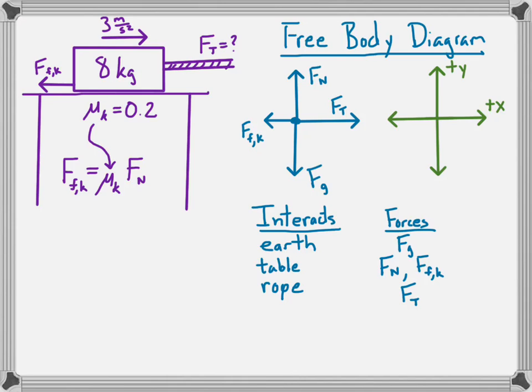Now for the fourth step, I have to make sure that all of these forces in my free body diagram are either pointing along the x-axis or along the y-axis. If they're not, then I have to break them down. Well, it turns out that this force is pointing along the x-axis, that's okay. The normal force is pointing along the y-axis, that's okay. The friction force is pointing along the x-axis, I don't need to break that down. And gravity is pointing down, I don't need to break that down.